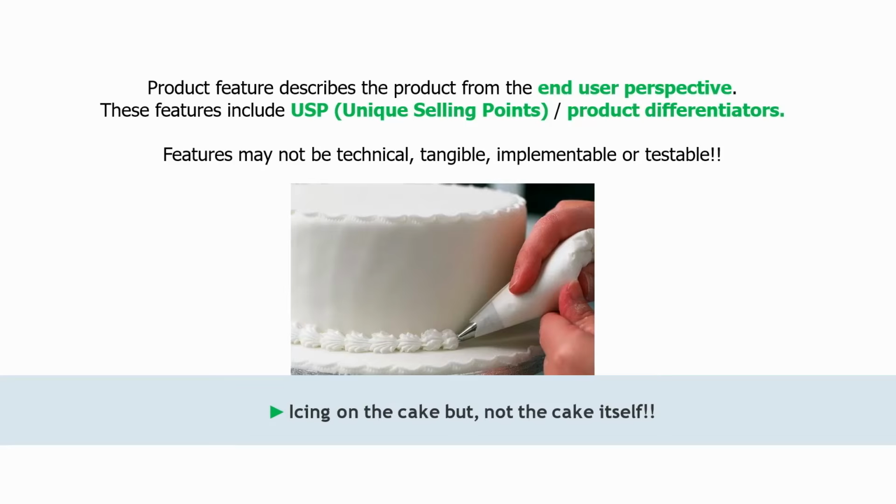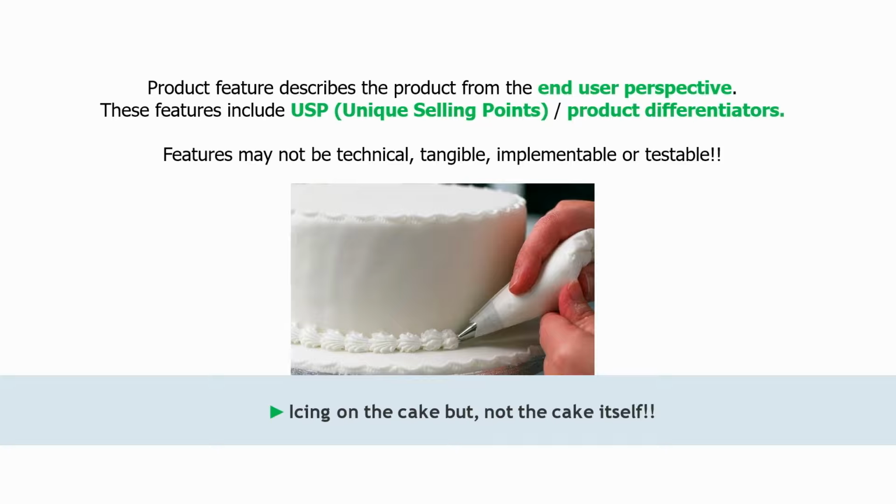So, a product feature basically describes the product from the end user perspective. These features typically include USPs, or unique selling points, and product differentiators. So, specifically, they are the value propositions only. Features may not be technical, tangible, implementable or testable, right. So, an example here is that of a cake.